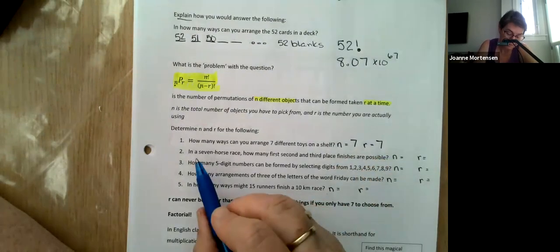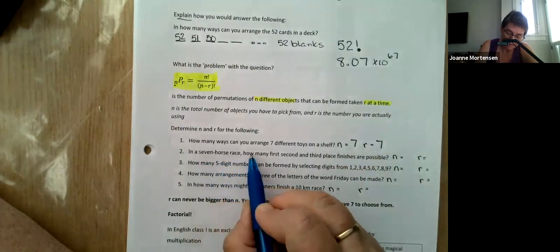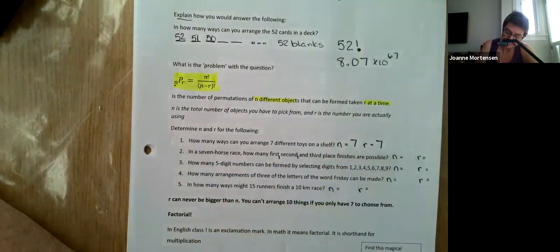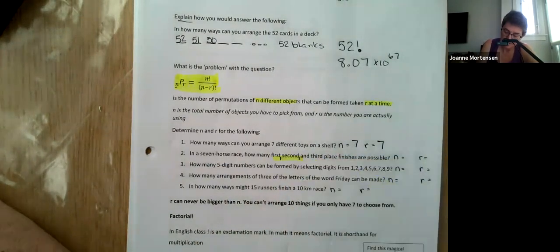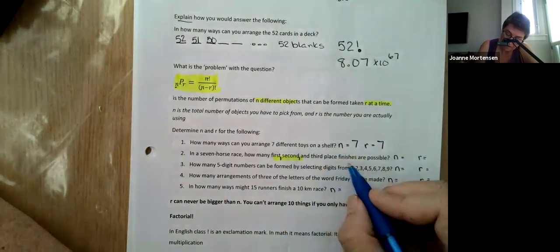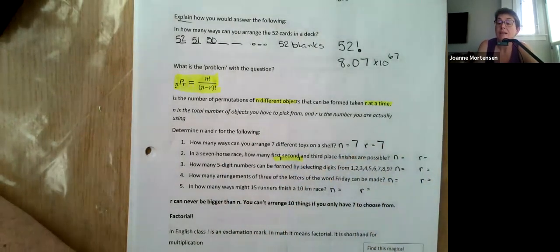Okay, but let's look at this one. In a 7-horse race, how many first, second, and third place finishes are possible? Again, that's just me reminding myself I need to fix this. All right, so how many things do I have to arrange?